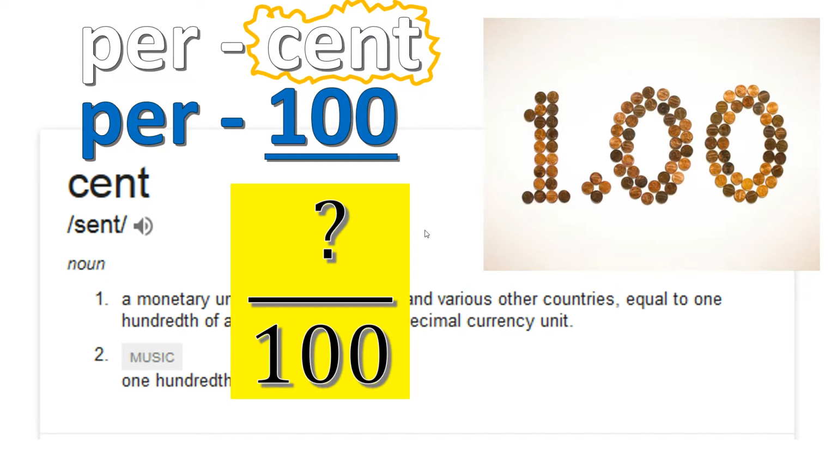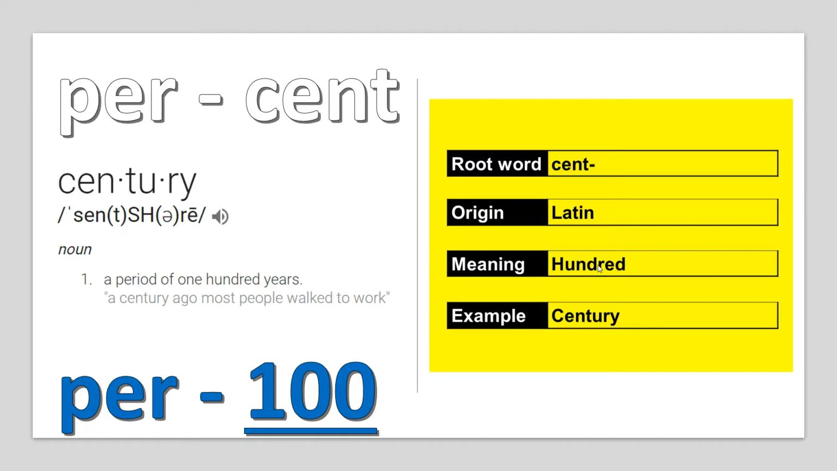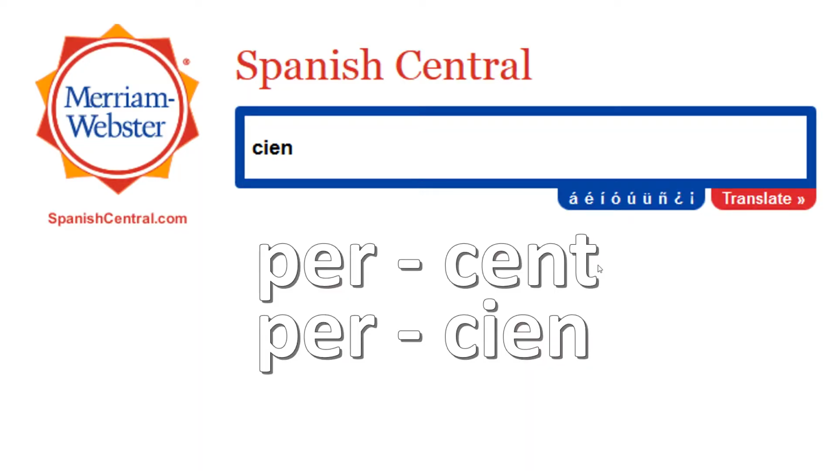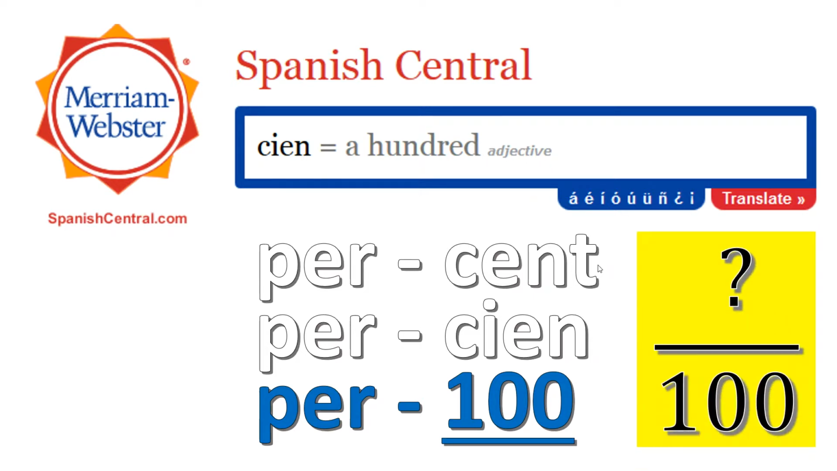So we could also write it like this as a fraction: something per 100. So looking at the word century, per cent, for century, the Latin word here, cent, is 100, a period of 100 years. So once again, per 100, or written as a fraction, per 100. And then last but not least, in Spanish, cien is the Spanish word for 100. So per cent, per cien, per 100. So written as a fraction, something per 100. This is a key concept with percent.